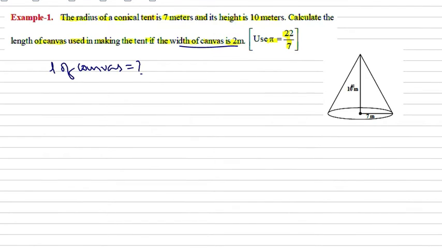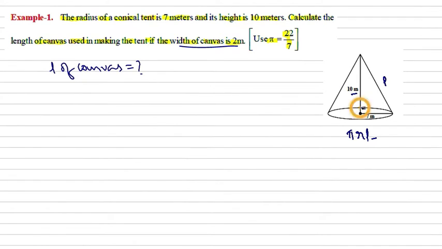See here, the tent is in the shape of a cone. So here the radius is given as 7 meters and the height of this cone is 10 meters. To find the surface area of this cone, we are using the formula pi r L. But here we don't have the slant height. L is the slant height. So this is the slant height. So first we are going to find the length of this slant height.